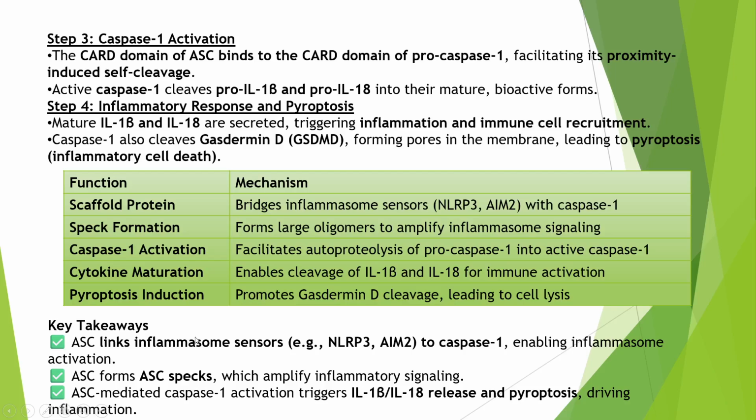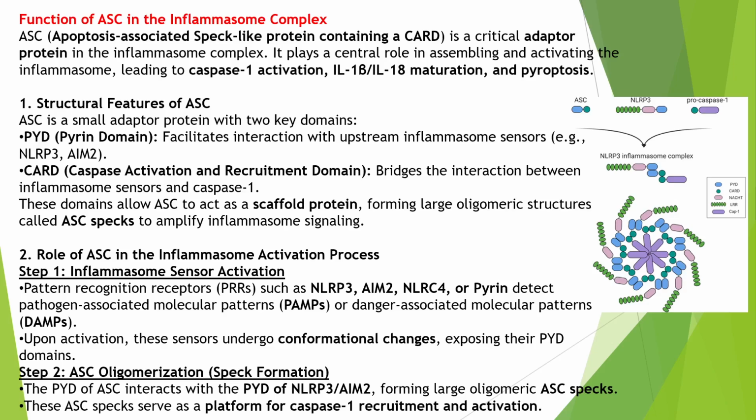So ASC links inflammasome sensors. ASC forms ASC specks, that is your oligomer, and ASC mediated caspase 1 activation triggers IL-1 beta and IL-18 release, leading to pyroptosis, driving inflammation. This is the inflammasome and how ASC functions in the inflammasome complex.